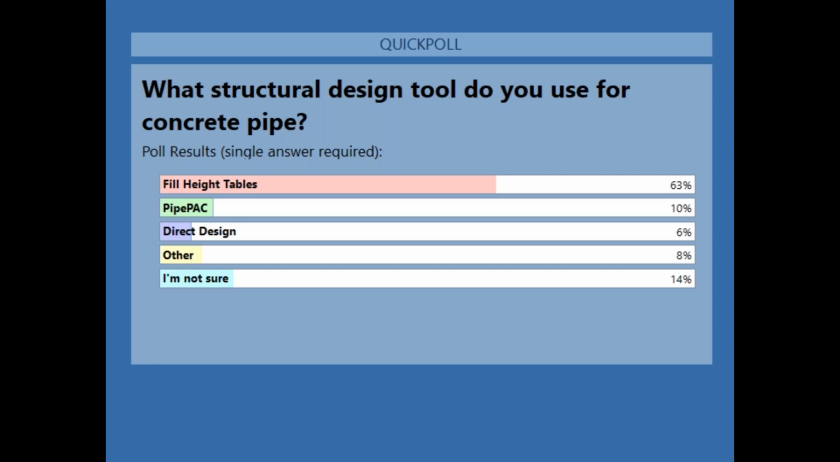Well, it's good. I mean, obviously the fill height tables is the simplest, and as I mentioned, it covers the broad range of installations out there. So that's great.